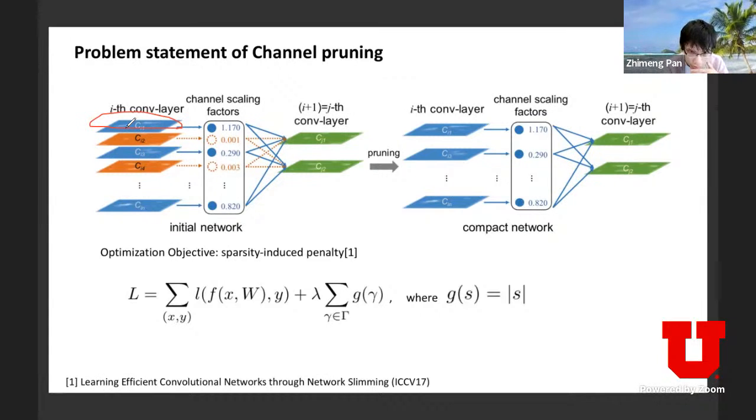Then what is the pruning step? If we simply multiply some weights, it's not pruning. Yes, so it will force the small scaling factors, like Jen said, there will be a threshold. When the scaling factor is smaller than the threshold, it will be forced to be equal to 0.